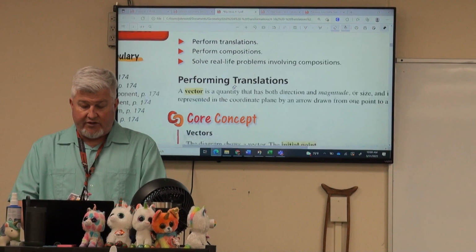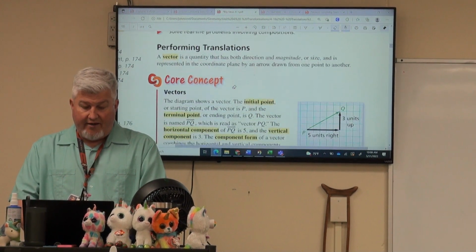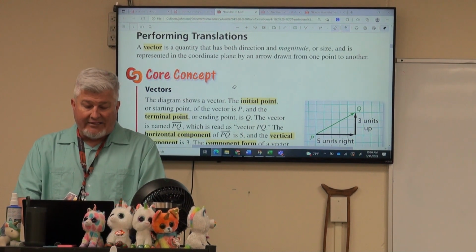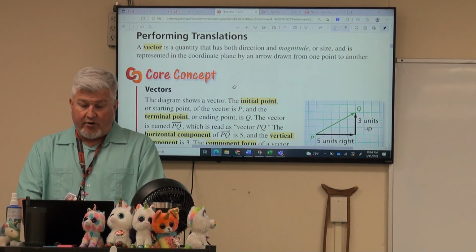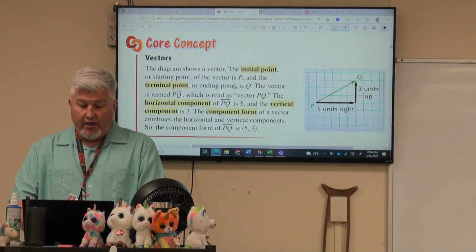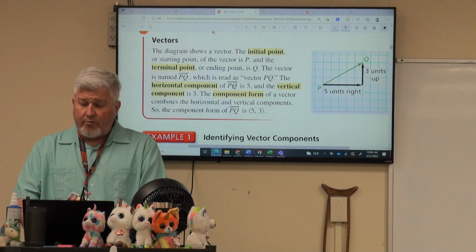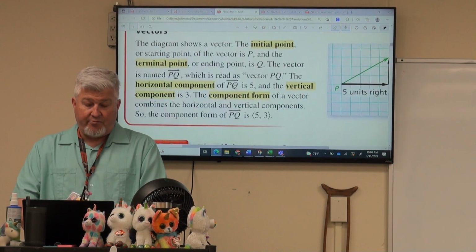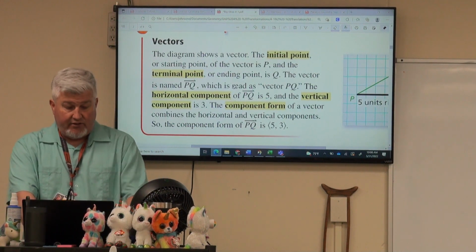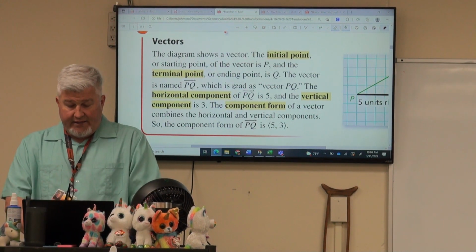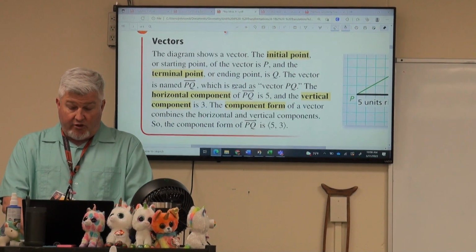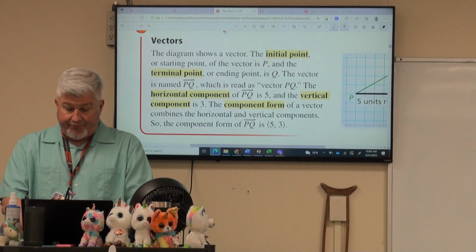And here's your very first one. It's called a vector. Okay? A vector. A vector is a quantity that has both direction and magnitude, or size, and is represented in the coordinate plane by an arrow drawn from one point to the other. What you need to know about vectors, we'll show it up close better. The diagram shows a vector. The initial point, or starting point, of the vector is P, and the terminal point, or the ending point, is Q. The vector is named vector PQ.